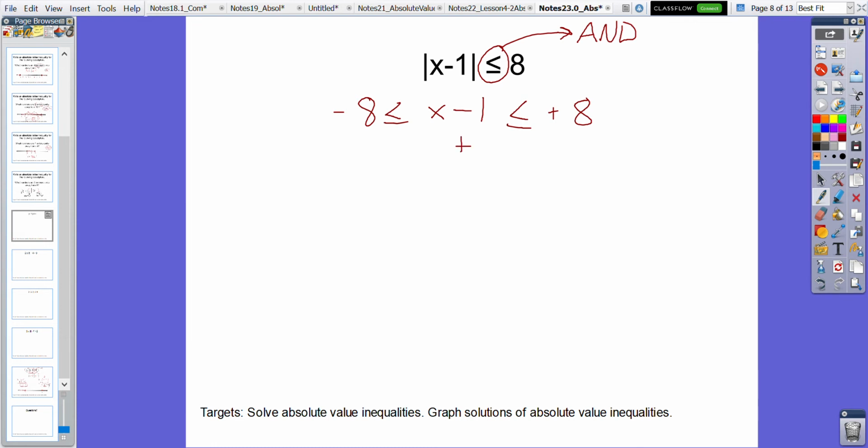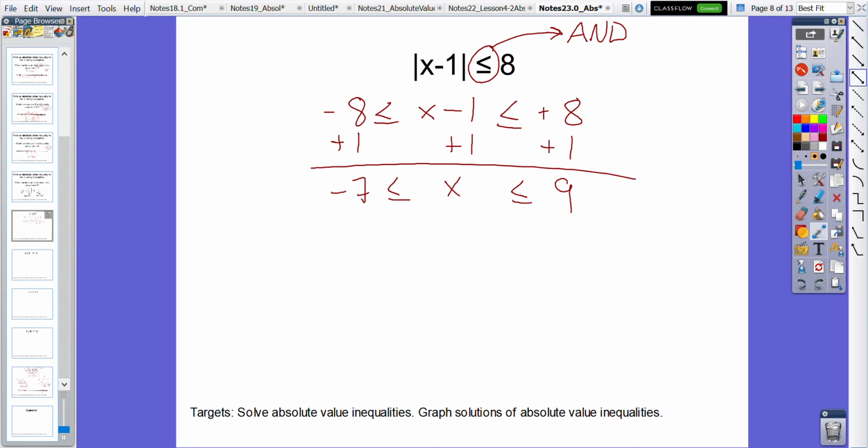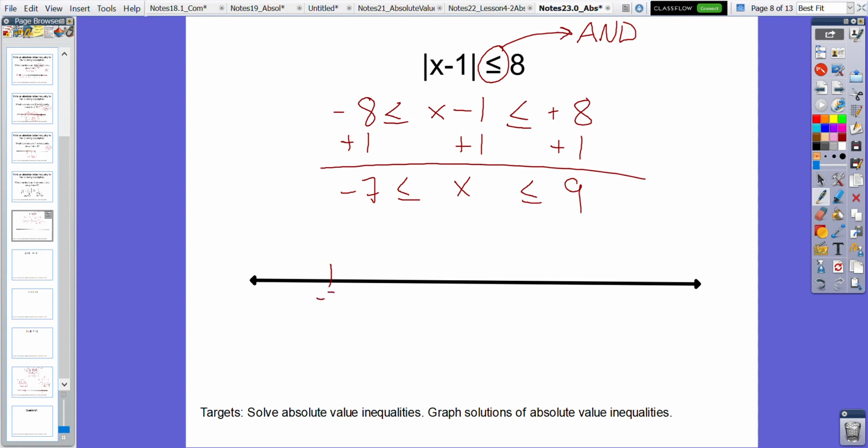I'm going to start by adding 1 to get x in the middle. So I'm going to add 1 to negative 8, add 1 to positive 8. That's going to give me negative 7 is less than or equal to x, which is less than or equal to 9. Now, because I have x in the middle of my compound inequality, I can go ahead and graph it. Once again, take a look at this cool tool. Whoa, there goes my line. Everything between negative 7 and positive 9, with closed circles for both because it's less than or equal to. Everything in between gets shaded because that's how we represent an AND inequality.